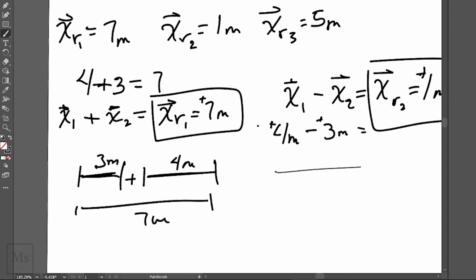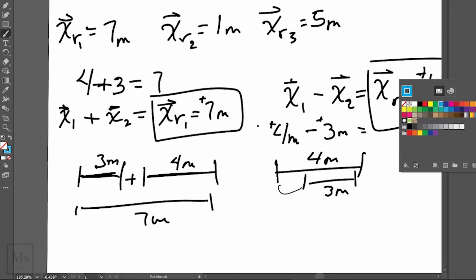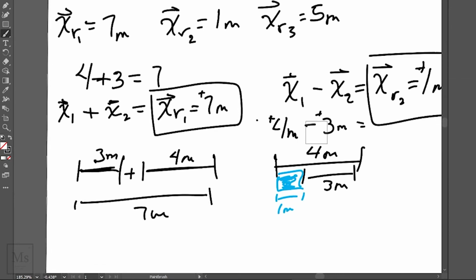We have a measuring stick that's 4 meters, and another measuring stick that is 3 meters. When we subtracted one measuring stick from the other, we ended up with this space here, and that space is 1 meter. Well, how do we get 5 meters?